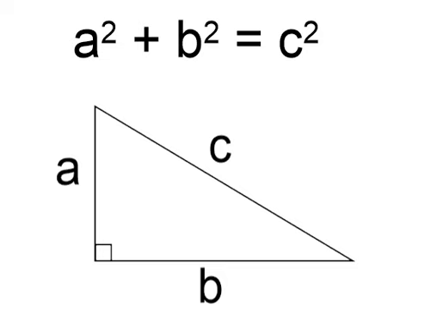So in a right triangle, you're going to have two legs. The legs are the ones that form the right angle. And then the third side, the one that's opposite of your right angle, that is called the hypotenuse.